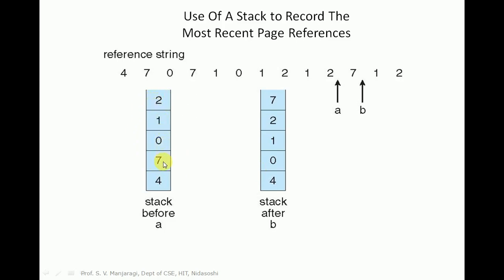So what is the logic here? We simply move down the remaining elements. So 0 will be brought to here, 1 is brought to here, and 2 is brought to here, and a vacant space is created at the top of the stack where we have to place the 7. The most recently used page will always be at the top. At the bottom we will find the least recently used page, that is page number 4. So whenever you want to go for page replacement, we choose the bottommost page here. That is page number 4 will be chosen for replacement.